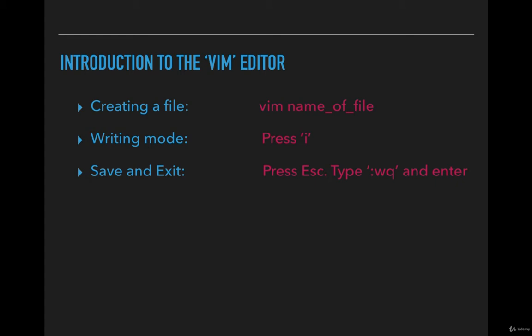When you press escape, it comes out of the writing mode. Then when you type colon WQ and press enter, W basically means write or save, and Q means to quit. So colon WQ basically means save and quit. So these are the three basic steps we'll be doing every time we use the Vim editor. We create a file, we write in the file, and we save and exit the file. So let's test it out by ourselves in the terminal.